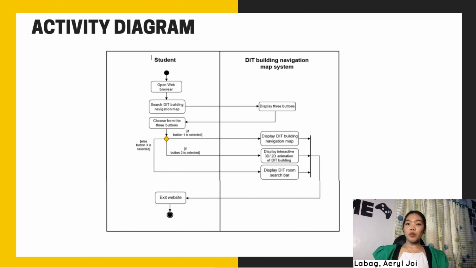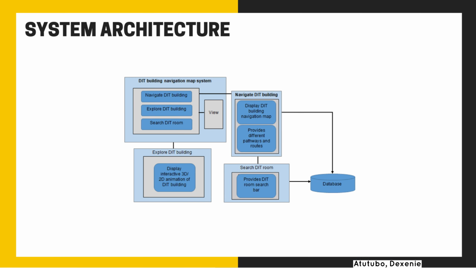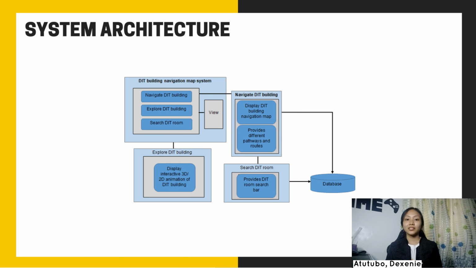The diagram shows the start and the end of the activities taken by a specific actor with a specific role. On the diagram, we use swim lanes to divide the roles of the actors. On the left side is the student, and on the right side is the system. The diagram shows the structure and behavior of the system. On the diagram, it shows how the web-based DIT building navigation map system works, the relationships per module, and the transmission and production of data.